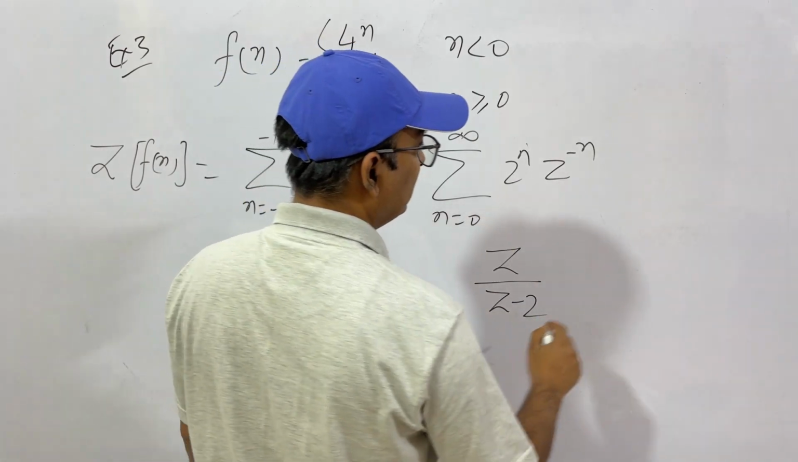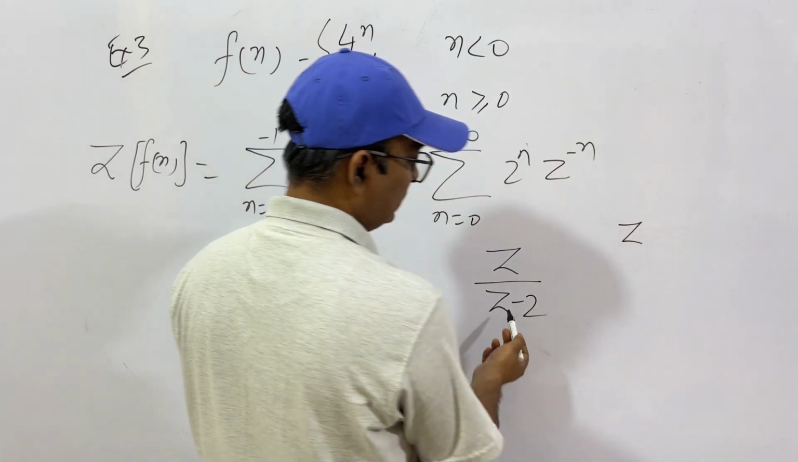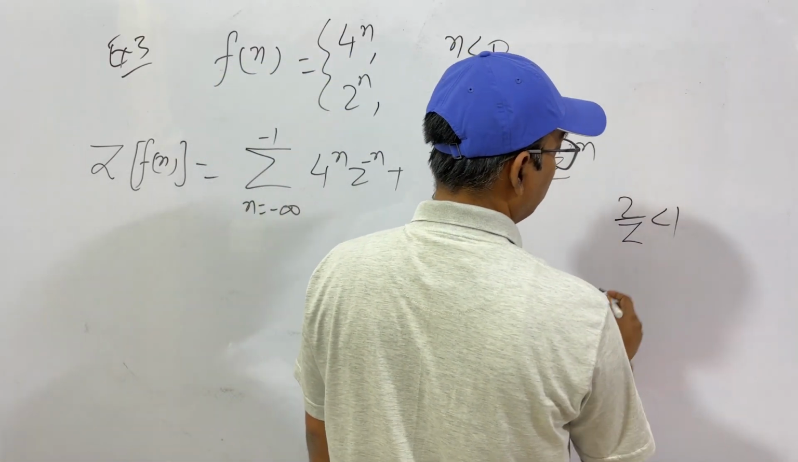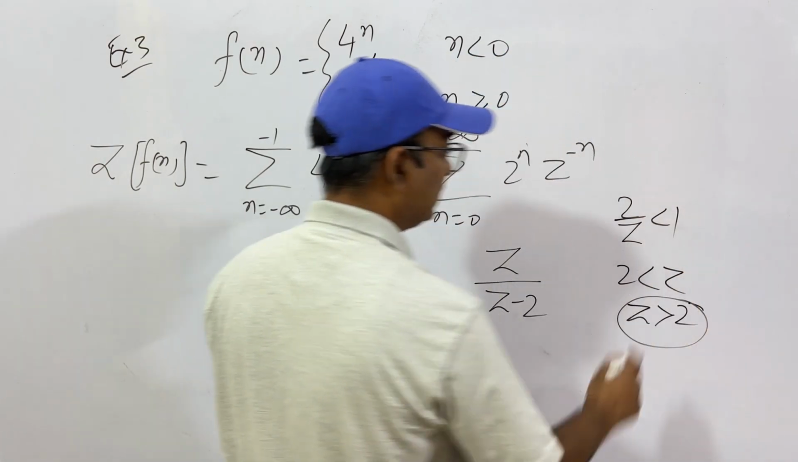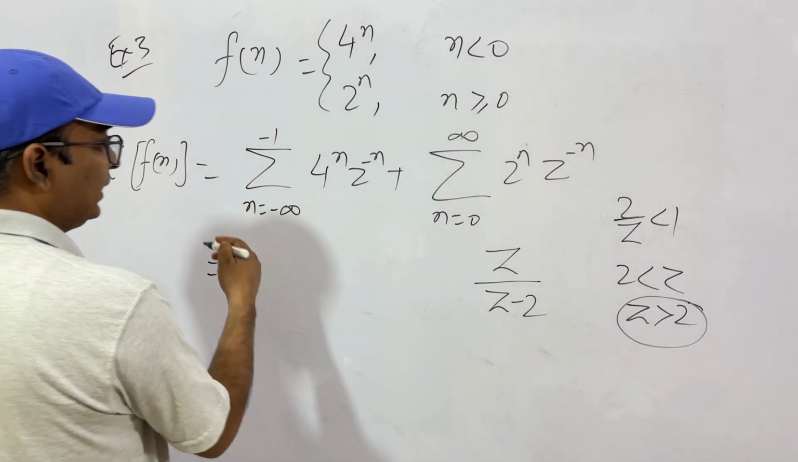This is very simple, and the limit is what? 2 by z less than 1. So what you get is 2 less than z, that is z greater than 2. From here the region of convergence is z greater than 2, and let's see for this one. We have done it in the last example.